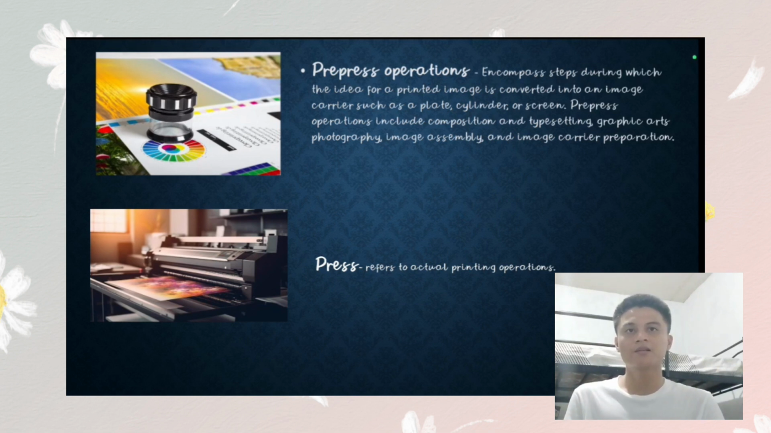The process typically begins with the design and preparation of the printing plate or template, which contains the desired text and images. During the printing operation, ink is applied to the printing plate, and then the plate is pressed against the sheet of paper or another suitable material. The pressure exerted by the press transfers the ink onto the paper, creating a printed image. This process is repeated for each sheet of paper, allowing multiple copies to be produced quickly and efficiently.